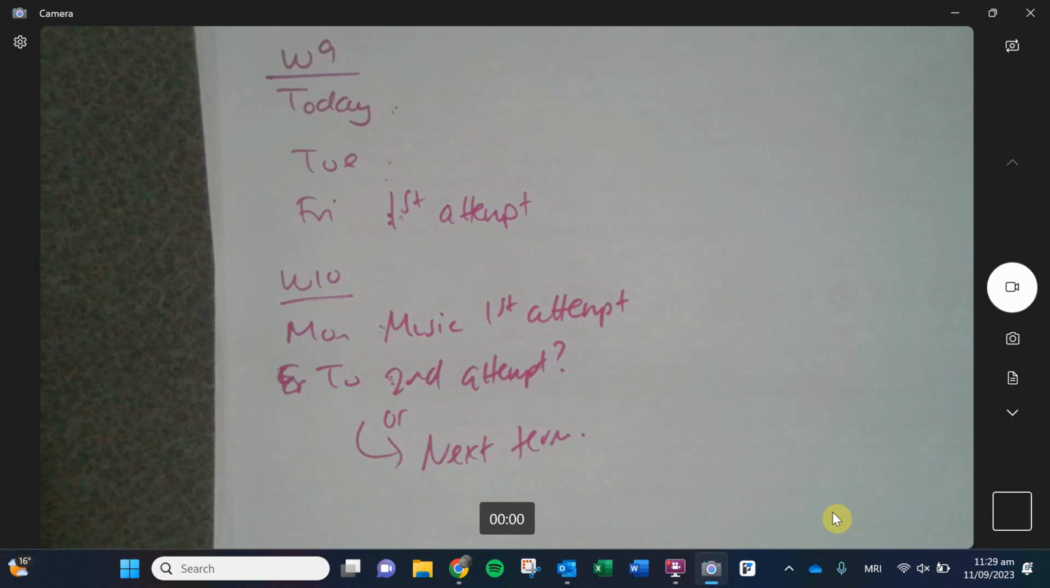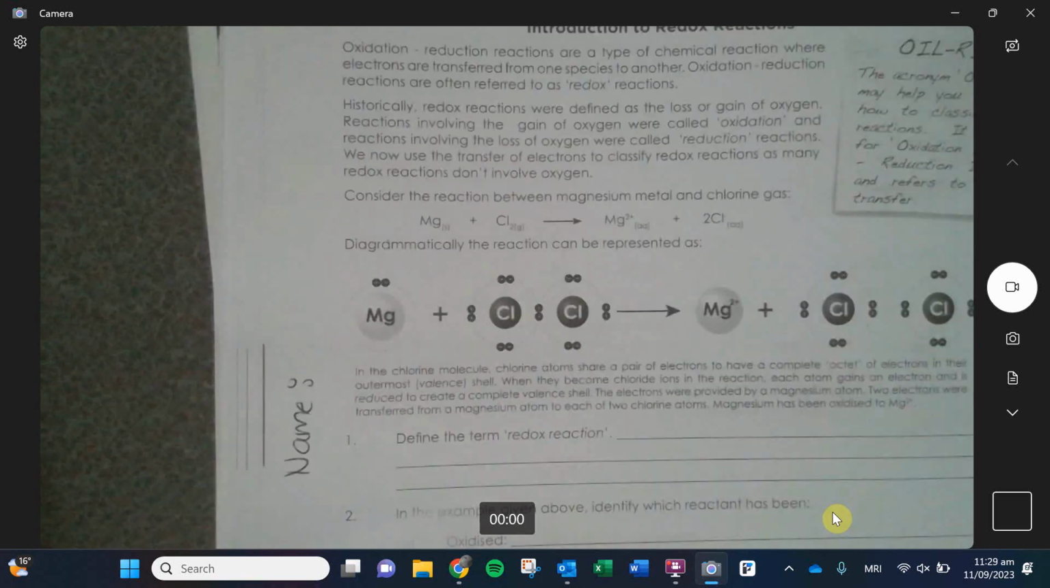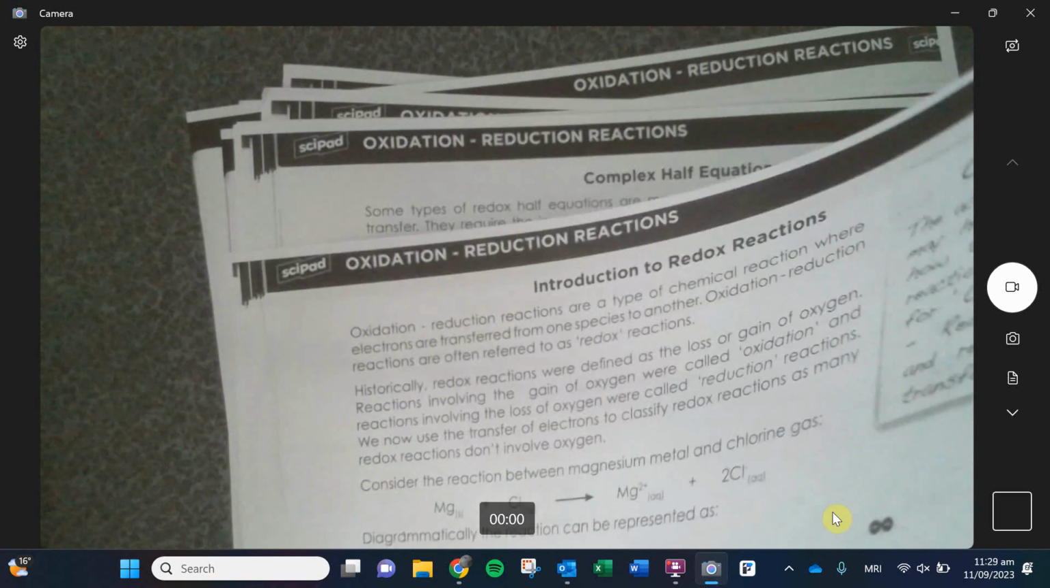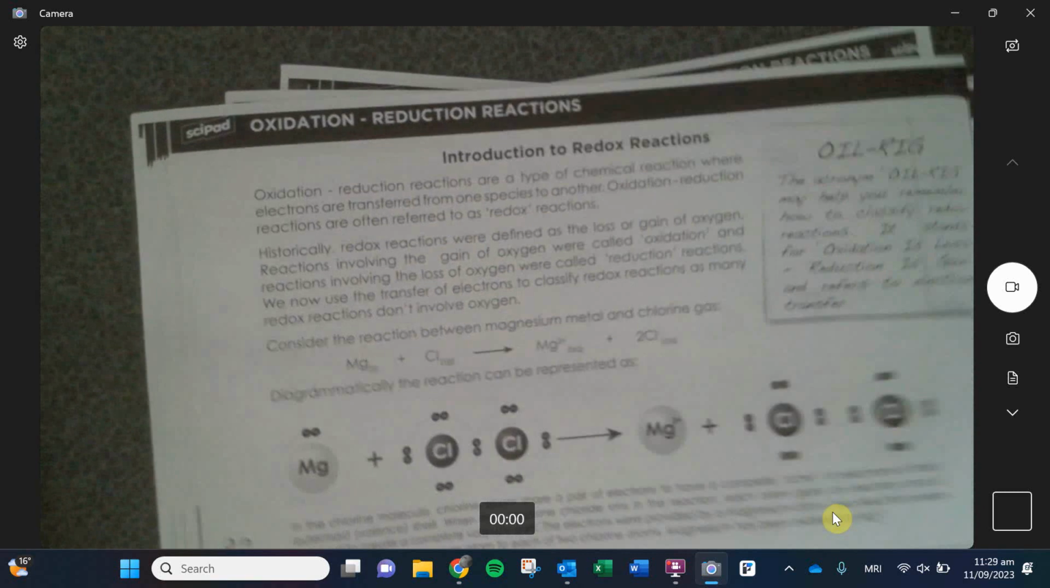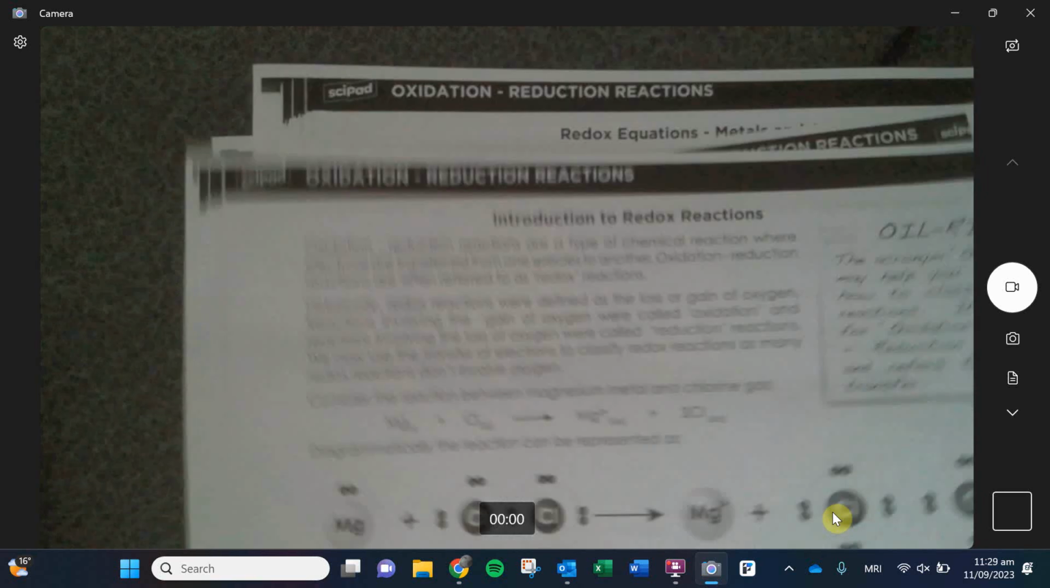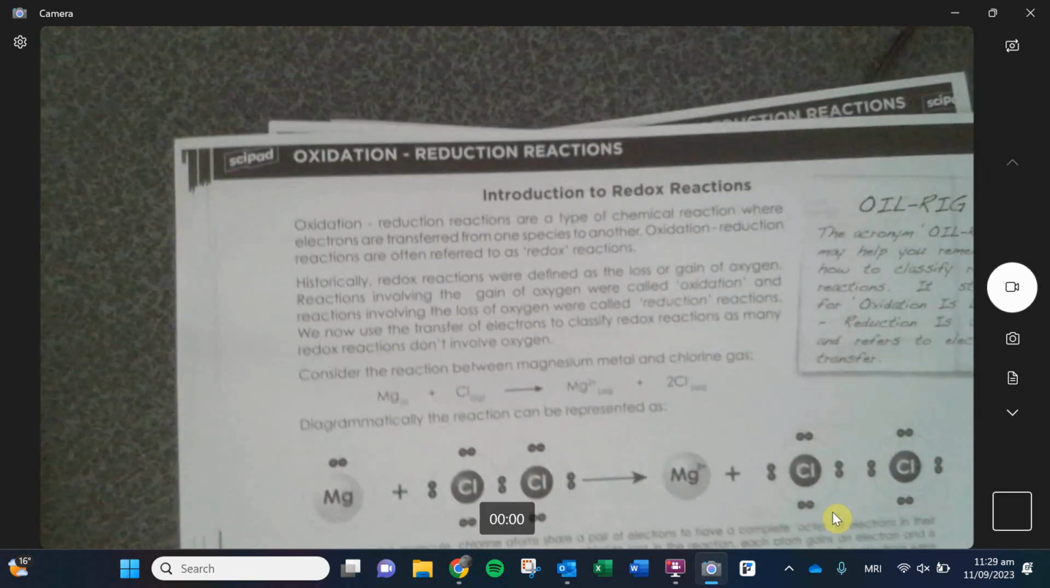So SciPad pages, where'd you go? Oh, over here. 98, 99, 104. You can go all the way up to 110. I'll write that on the board.